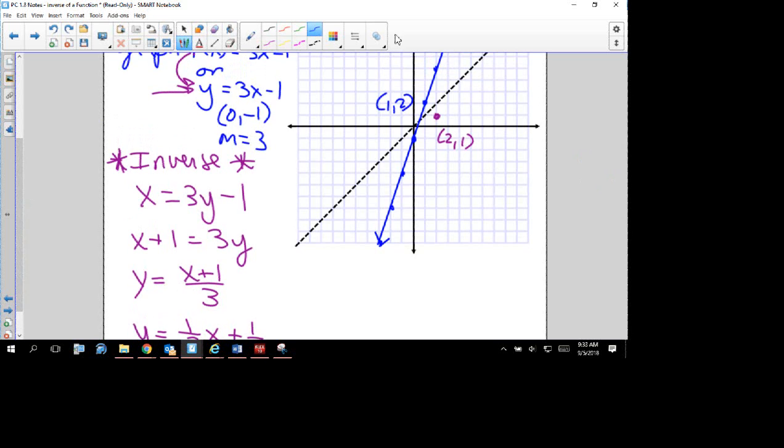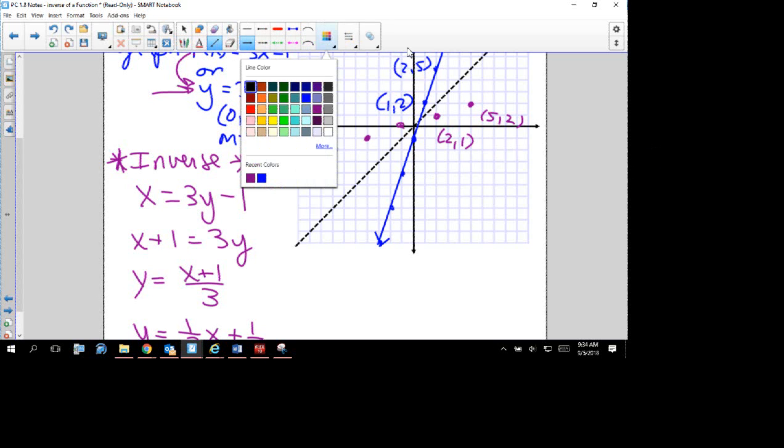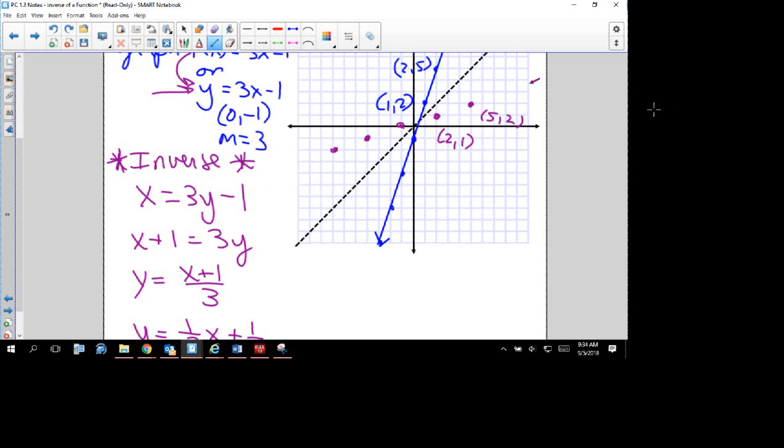This ordered pair here is 2, 5. So I will graph 5, 2. I know the slope has got to be 1/3 from my equation, or even just finding the slope right there is 1/3, so I can use that slope to find more points. So we've gone over different ways of graphing lines. You can use whatever method you want, but since it is an inverse, you can also switch to x and y ordered pairs to graph it.